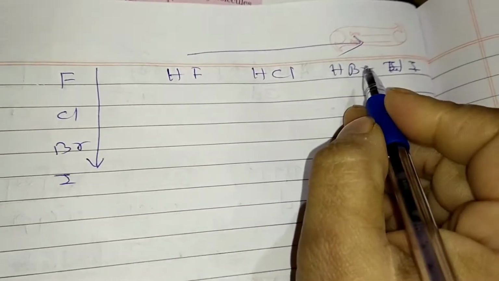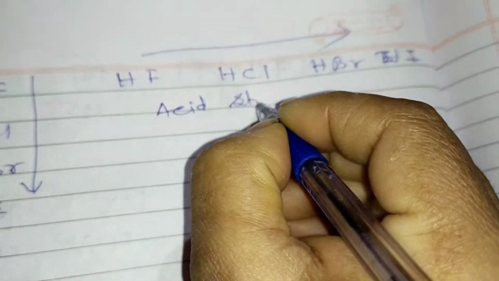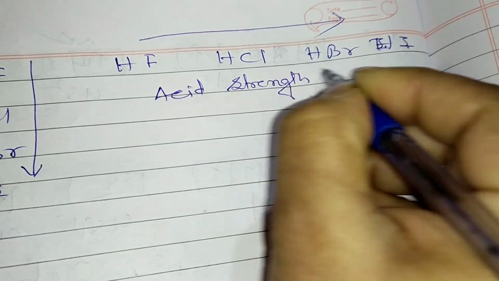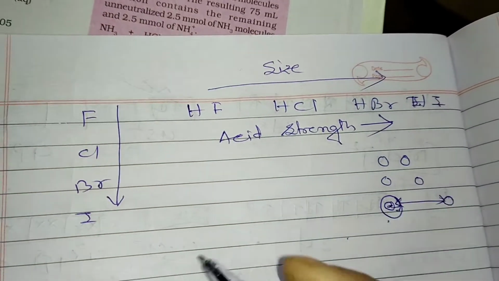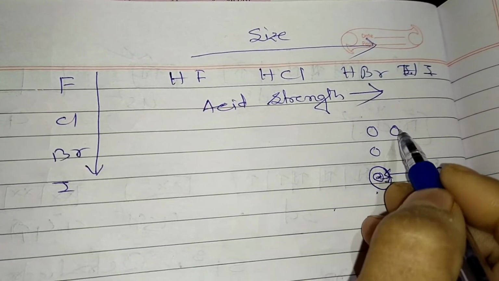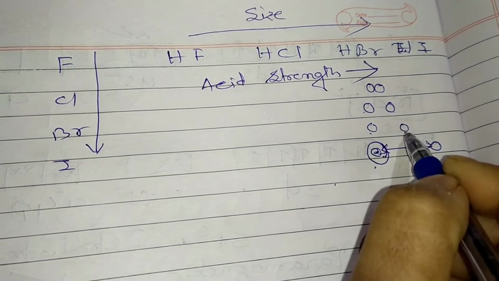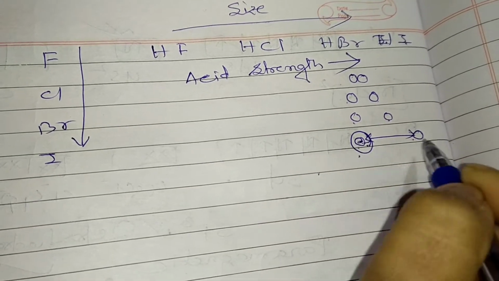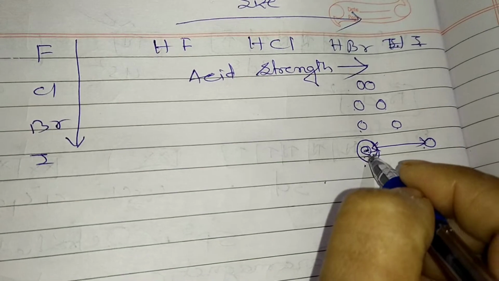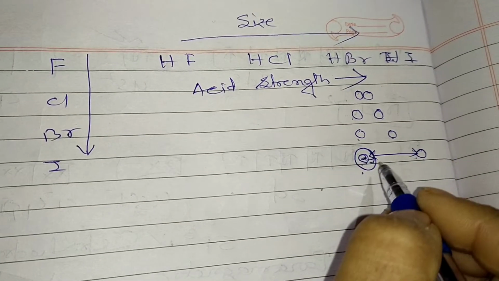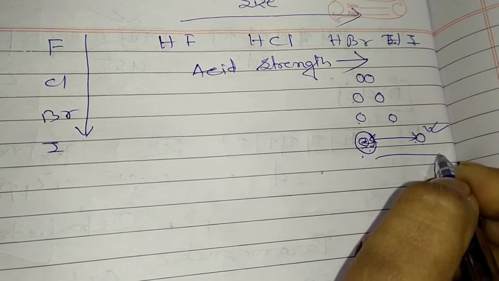So when the size is increasing, what can you say? The acid strength also will be increasing when size is increasing. So that is understood now: hydrogen fluoride, then hydrogen chloride, then hydrogen bromide and hydrogen iodide. When the distance between the nuclei, or the atoms, is increasing, the attraction between the hydrogen and halogen is decreasing, and the hydrogen can be donated very easily. So the acid strength is maximum in the case of hydrogen iodide.